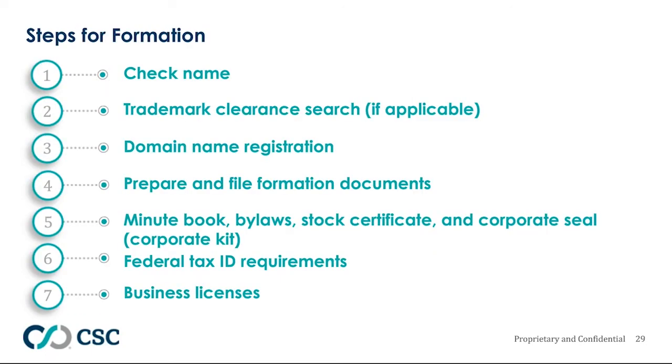The steps for formation are the following. Check for the name availability. Check whether a trademark clearance search is applicable. Domain name registration. Prepare and file documents. Prepare any minute books, bylaws, stock certificates, or corporate seals. Obtain any federal tax ID requirements, that is named as FEIN. And obtain any business licenses if you're going to have a physical presence in a state.